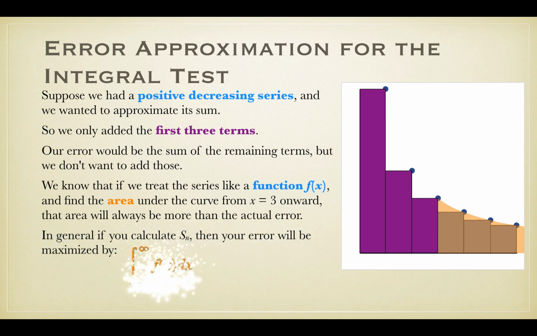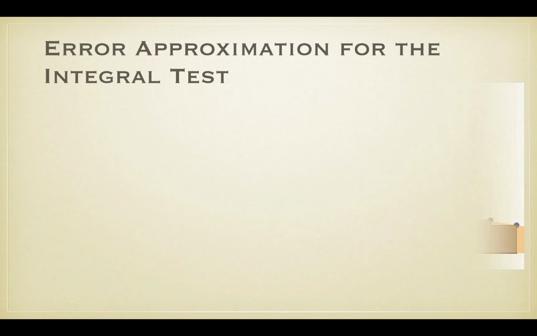So what I can do is say that I don't know what the sum of the rectangles is going to be, but I do know that it is less than the area under the curve from 3 to infinity. And in general, if I stop adding terms at the nth term, then I'm going to find the integral from n to infinity. So if I stop at the 5th term, I'm going to take the integral from 5 to infinity, and so on.